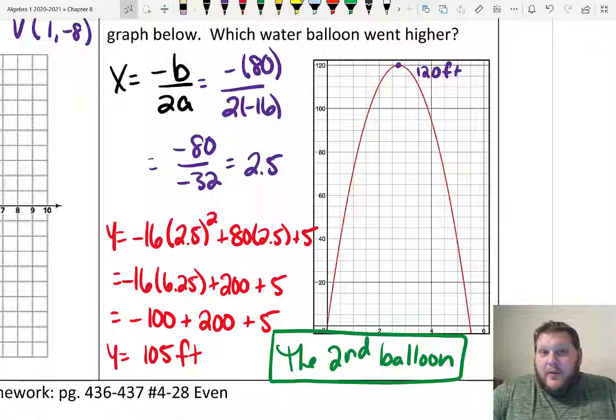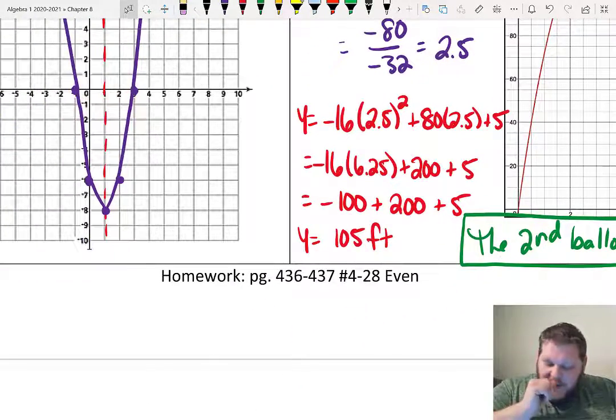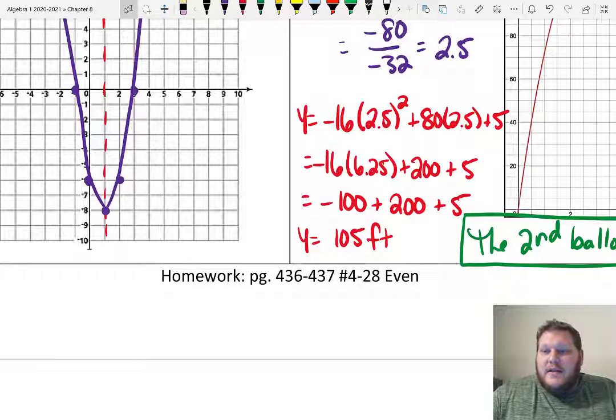That is all we got for 8.3 for graphing things in standard form. The homework is on the page there. It's page 436, 437, 4 through 28, just the evens.